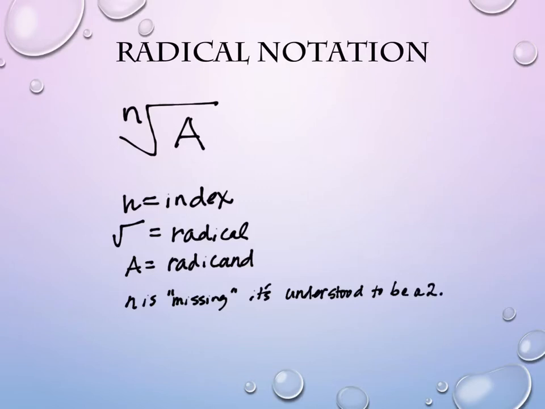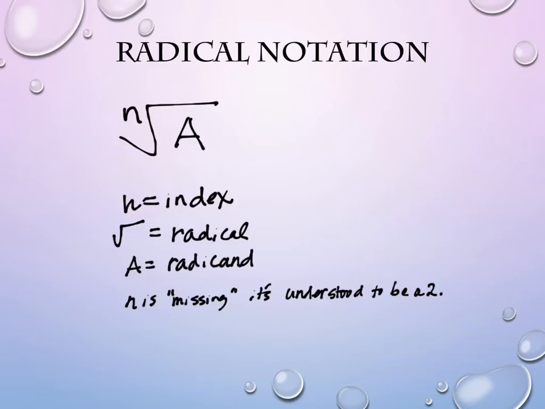Most of the time when we don't have anything in a location, it's an understood 1, right? No number in front of the x, well then it means it's 1x. Well, on radicals, when there's no number in that little corner of the radical, it's actually understood to be a 2. That's why we're calling it a square root. That's why we're looking for pairs of things, because there's an understood 2 there.